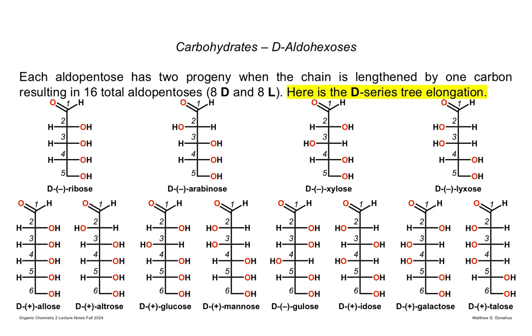And so again, on these slides, I'm only showing you the D ones. So ribose gives birth to allose and altrose. So notice that the C2 goes from the right to the left. That's how they differ.